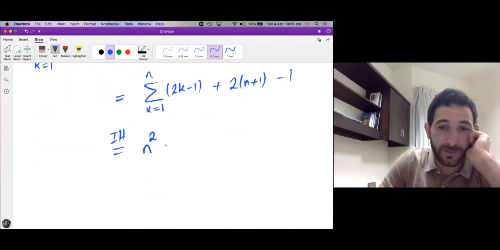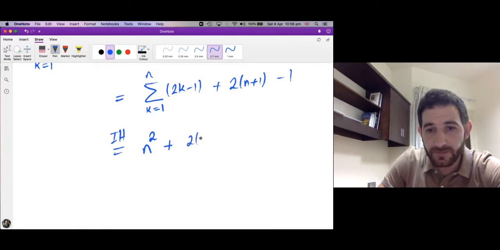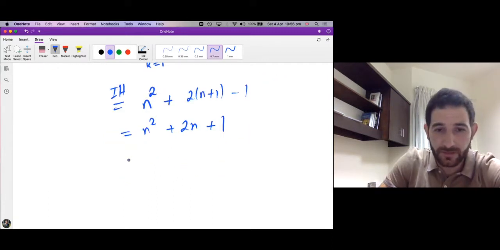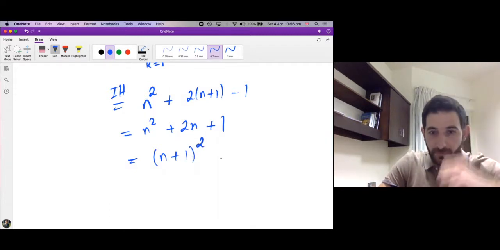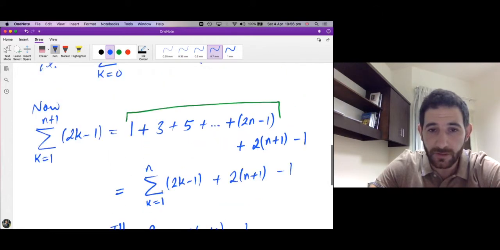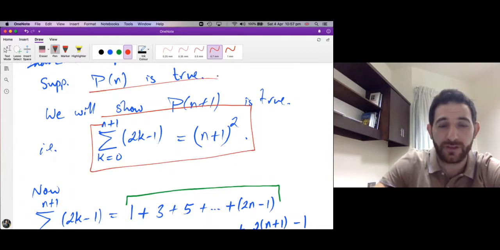Okay, so this is n squared plus 2 times n plus 1 minus 1, and this is equal to n squared plus 2n plus 2 minus 1, which is n squared plus 2n plus 1, and you can check that this is indeed n plus 1 all squared. And this is what we wanted to show. We showed that the sum of 2k minus 1 from 1 to n plus 1 is n plus 1 squared. Right? This is what we want to show. We showed this assuming P of n is true.